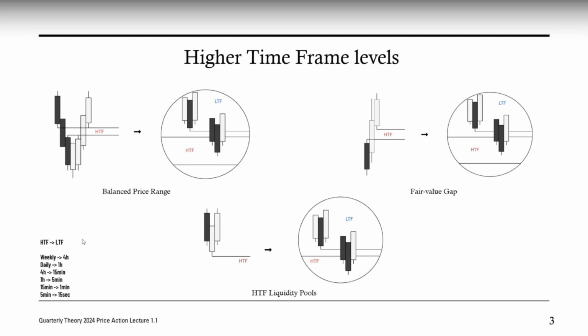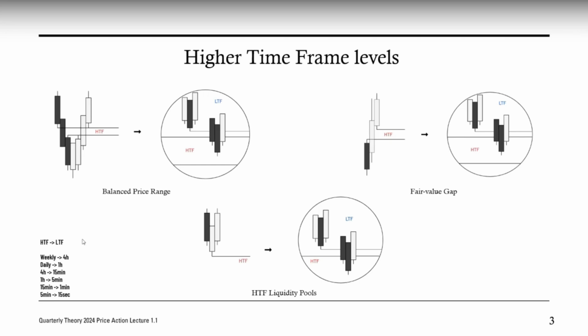You don't need inverse fair value gaps, too confusing. You don't need those. You need things that are easy to see, right? Balanced price ranges, fair value gaps, very easy to see. Then we have liquidity pools, right? I'll just be talking about sell side liquidity pools, but buy side liquidity pools is just the opposite.